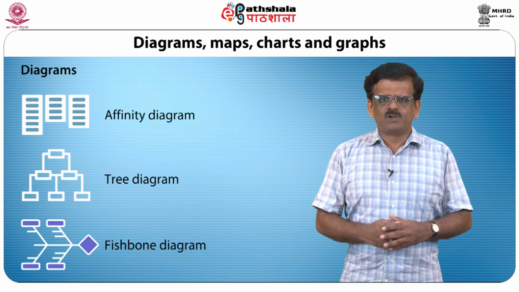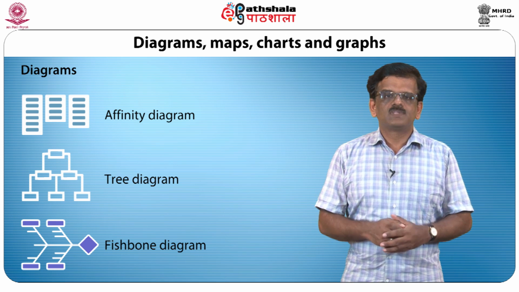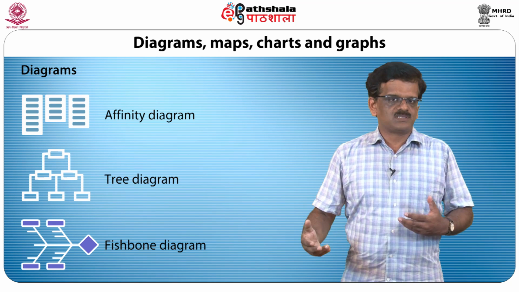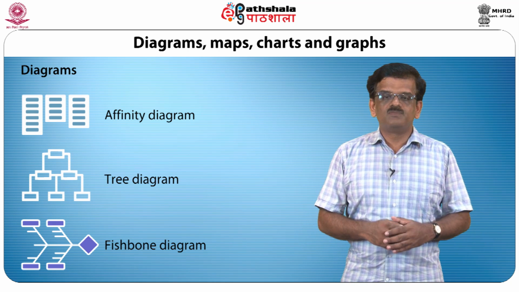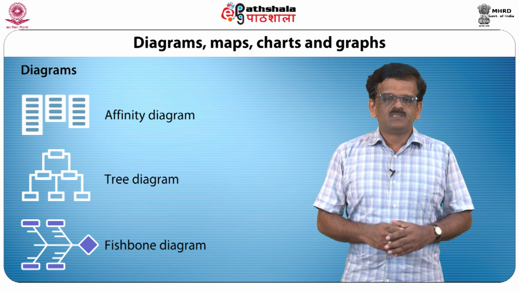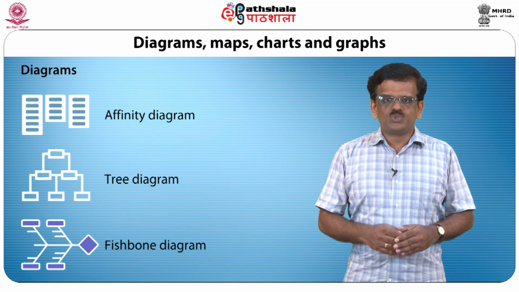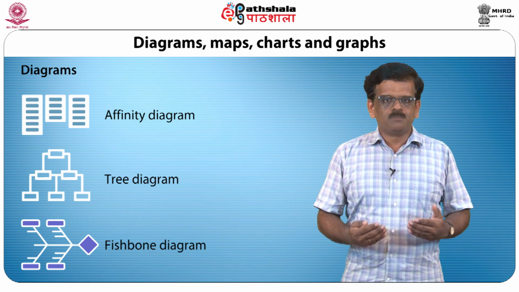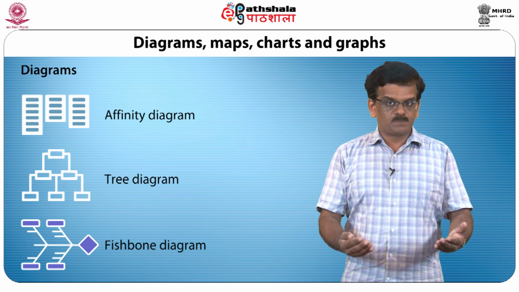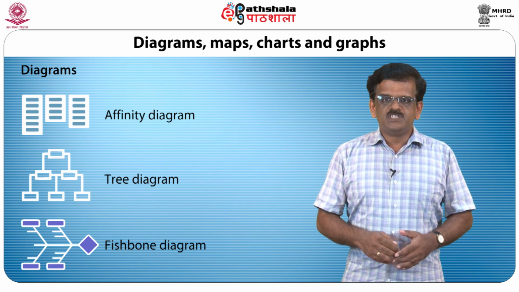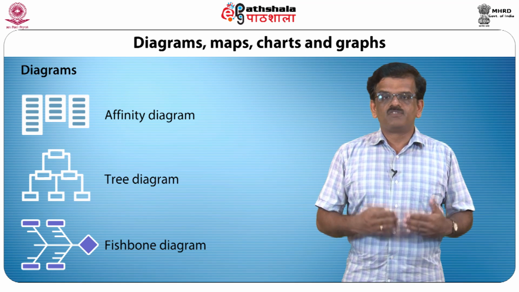Diagram is any kind of line drawing of an object or an idea. So, there are several types of diagrams we will come across in our life. The affinity diagram is a business tool used to organize ideas and data. The tree diagram is used to identify various tasks that must be accomplished to complete a project or to achieve a specific objective. The other diagram is the fishbone diagram, which explains the cause and effect of a particular phenomenon.